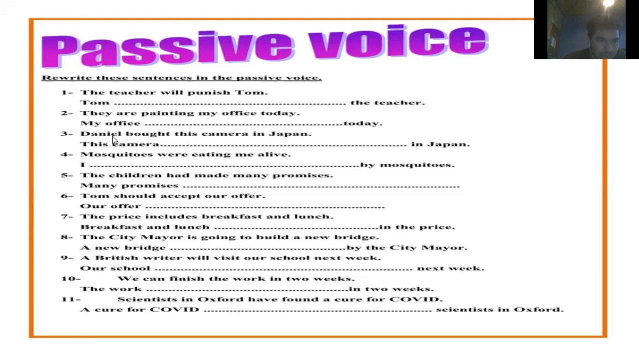Daniel, there we go, we've got the subject in front, bought this camera in Japan, okay? So now we want to put the object in front. So we want to put camera in front, okay? So this camera was bought by Daniel in Japan, okay?